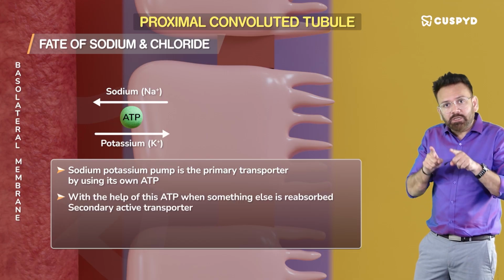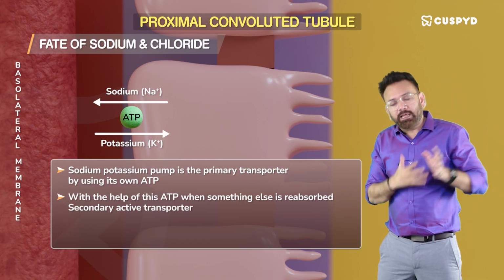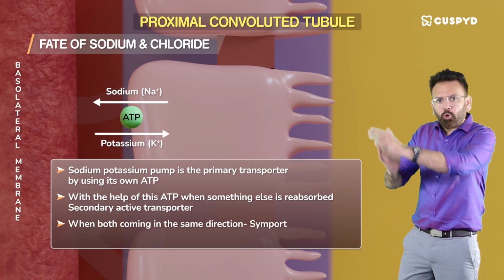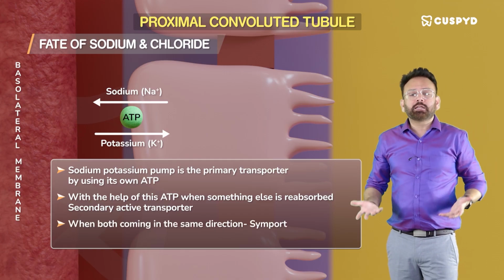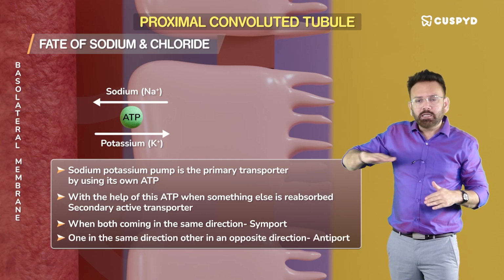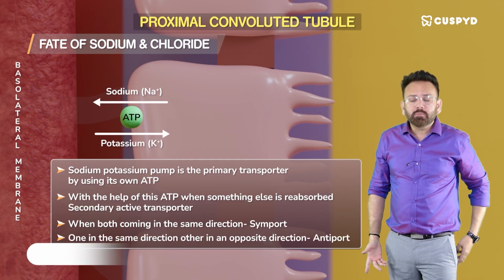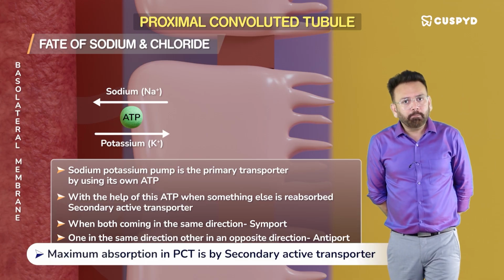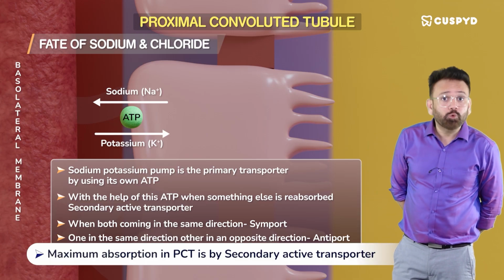And with the help of this ATP, when something else is reabsorbed, it is called a secondary active transporter. And when both are coming in the same direction, it is called symport. And if one is coming in the same direction and the other in the opposite direction, it is called antiport. So maximum things in the PCT are absorbed by secondary active transporters.